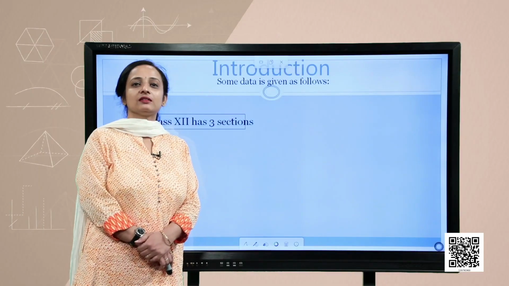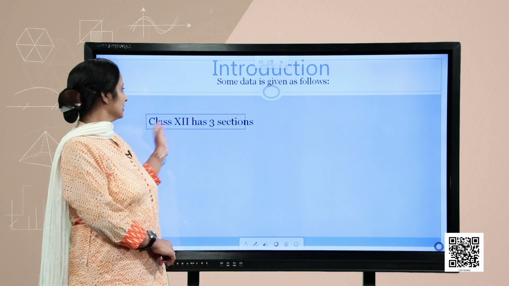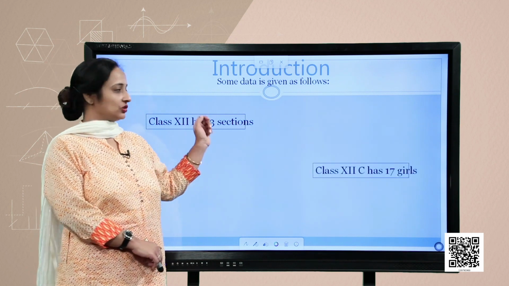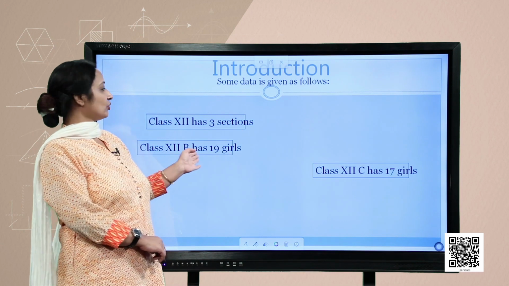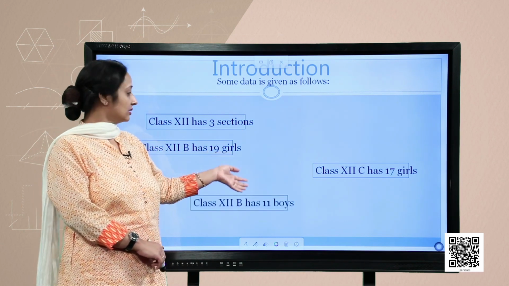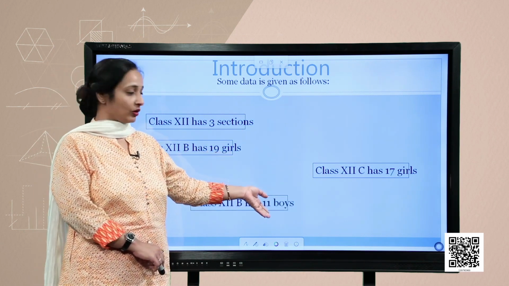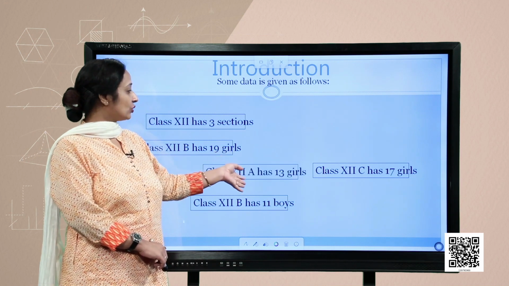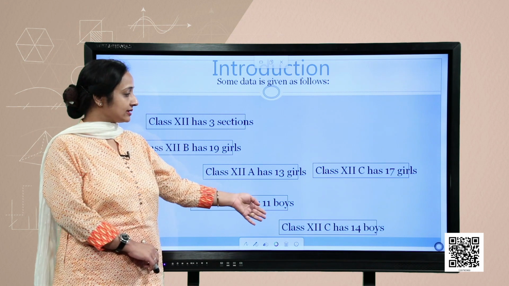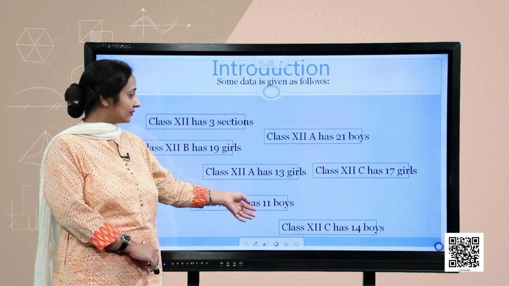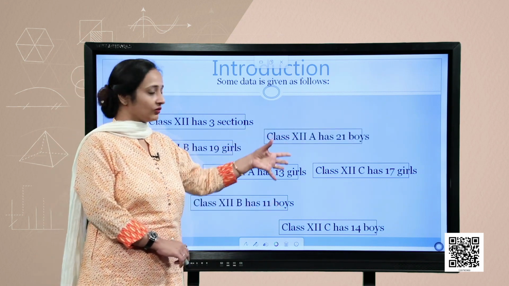Suppose some data is given to you in the following manner. Class 12th has 3 sections. Class 12C has 17 girls. Class 12B has 19 girls. Class 12B has 11 boys. Class 12A has 13 girls. Class 12C has 14 boys. Class 12A has 21 boys.